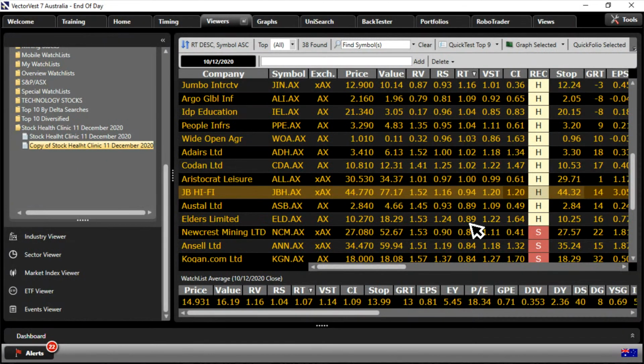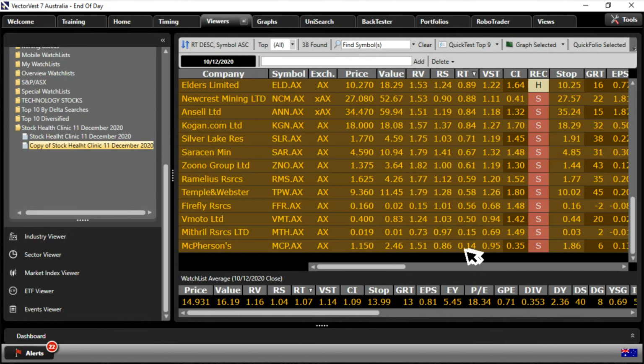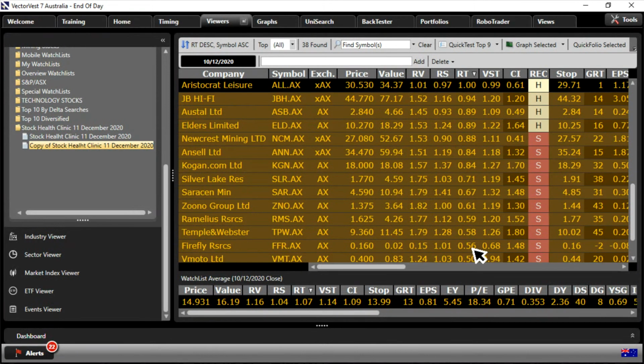Here we go. JB Hi-Fi, big retailer. It's done really well in recent times. It's having a bit of a breather now. All right, so 0.94, and you'll see all the way down. Whoa, look at this one here, 0.14. Let me go and show you.